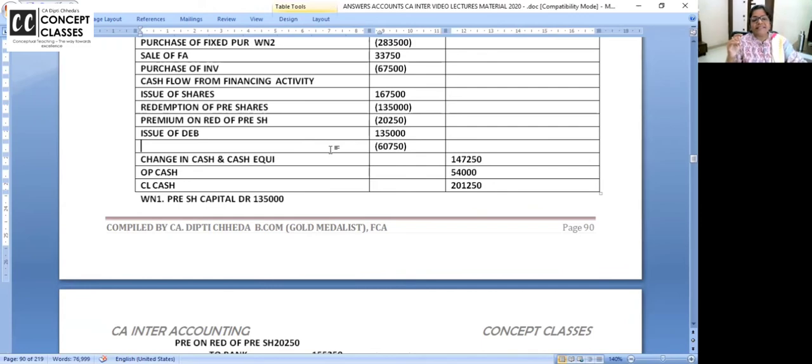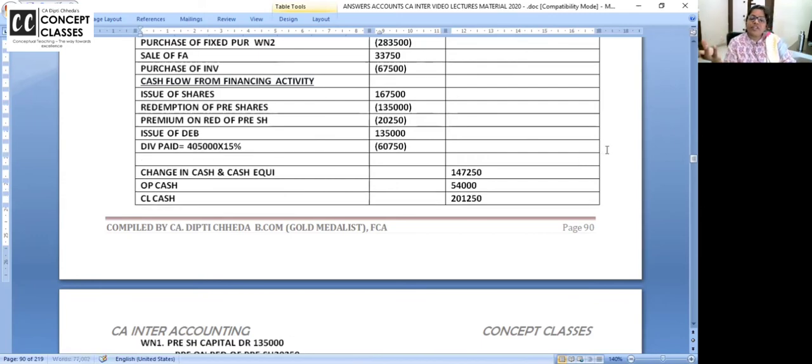Last one, financing activity. Actually, underline this too so that it gets highlighted. Right. And what do I call it? Dividend paid. And I want all of you to write the calculation: 4,05,000 into 15%. Dividend is paid on shares. Issue of shares is your financing, so dividend paid is an outflow there.